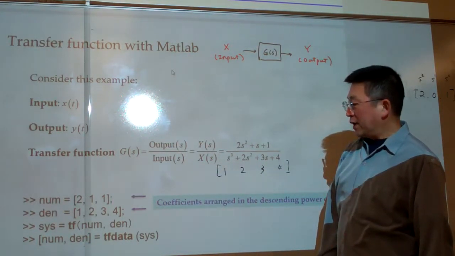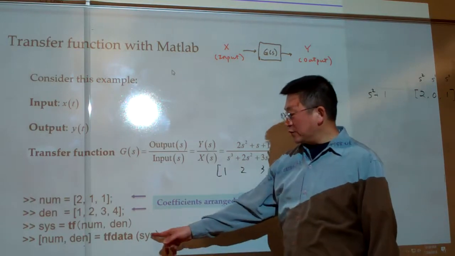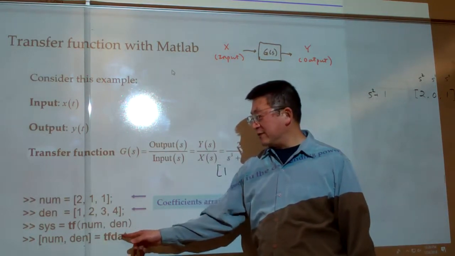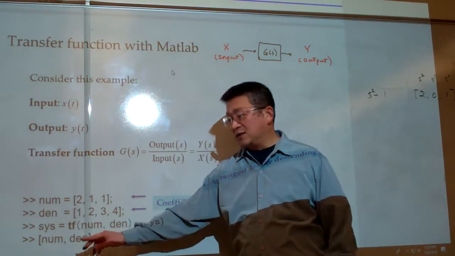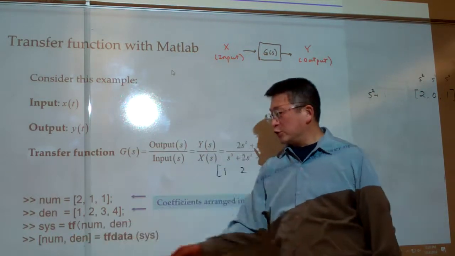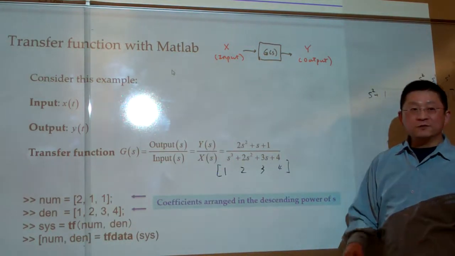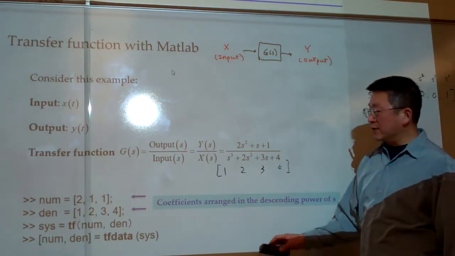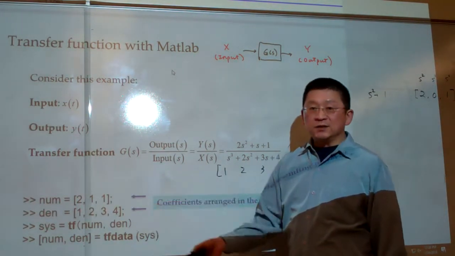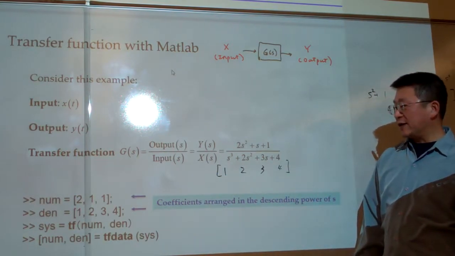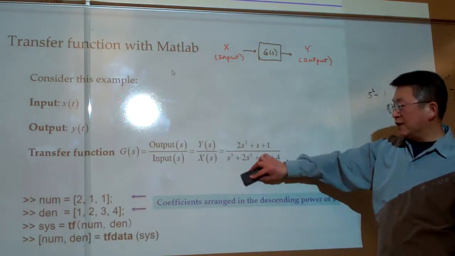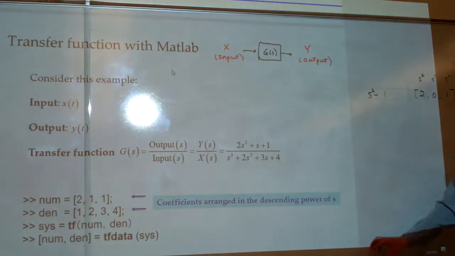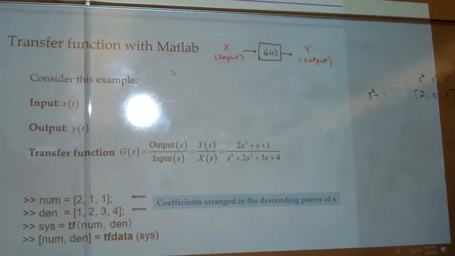Okay. And on the other side, if you know the transfer function, you can use TF data to extract the numerator and denominator information, and vice versa. Okay, so that is the one. You should be able to easily find this kind of command in our textbook. This is the kind of example I quickly show you.